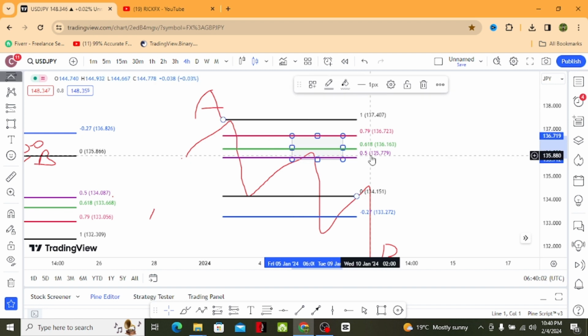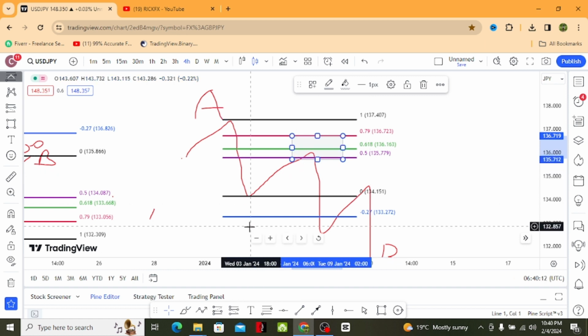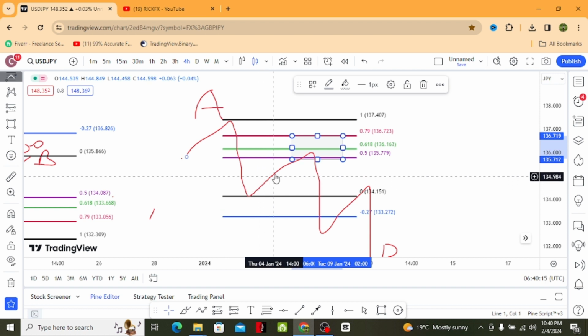So I'll wait for candlestick confirmation before entering a trade. In this kind of scenario, I'm only looking for sell trades. So I'll have to wait for the retracement, and whenever price gets to the zone, I open my sell positions. It's as simple as that, guys.